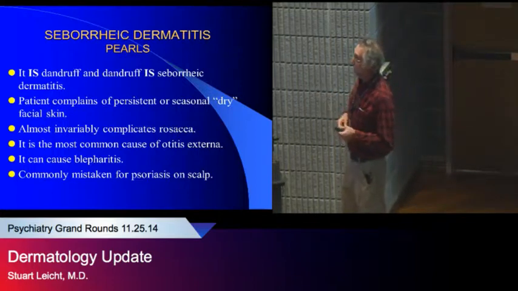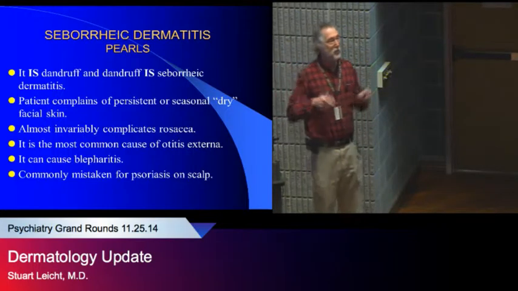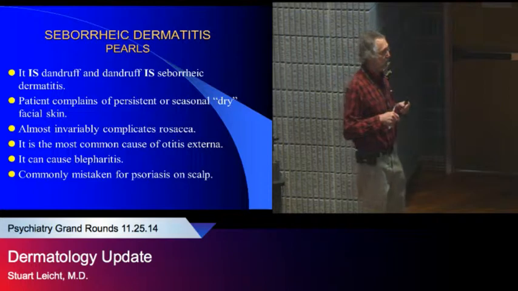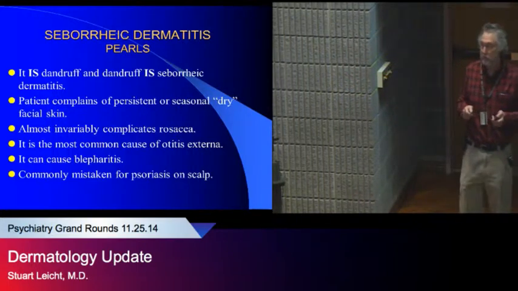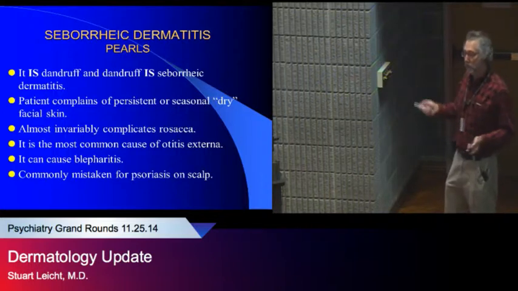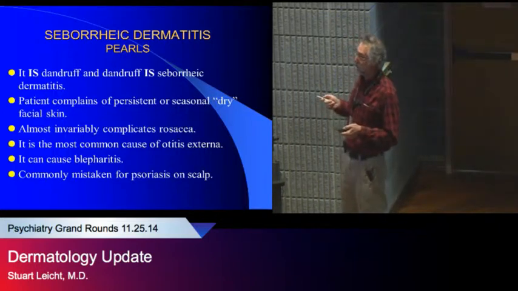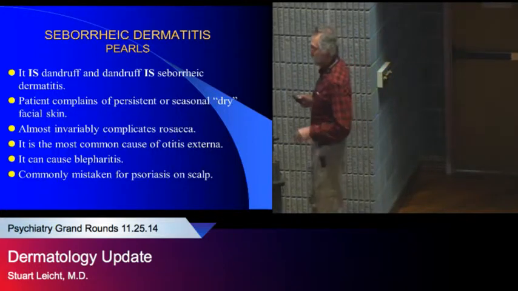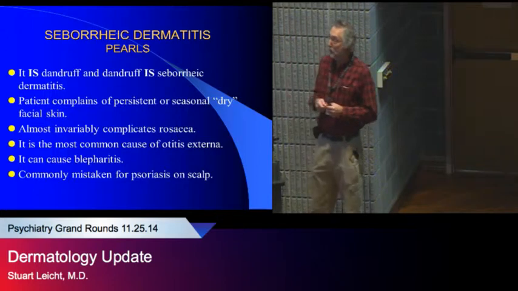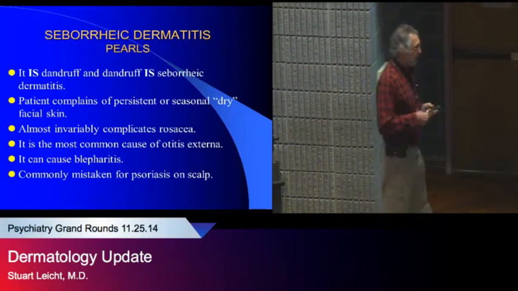Patient typically complains of persistent or seasonal dry skin. You don't get dry skin on the face like that. If the patient has so-called dry skin, almost invariably it's going to be seborrheic dermatitis. It doesn't relate to the fact that they're not drinking enough water, not eating enough fats, or using too much soap. One of the things that isn't emphasized in literature is that rosacea is almost always complicated by seborrheic dermatitis.